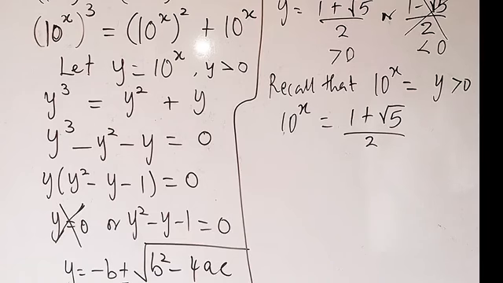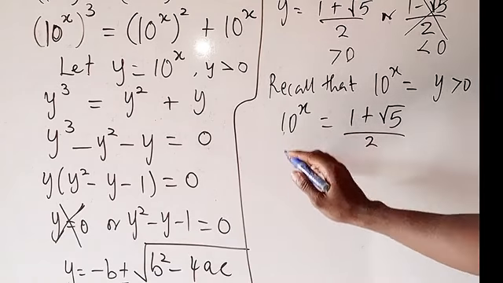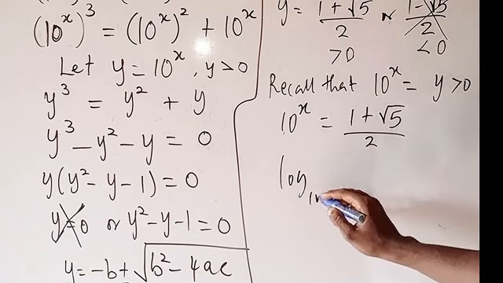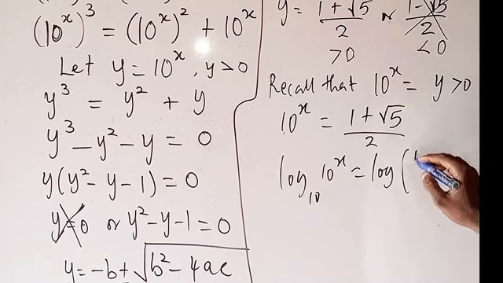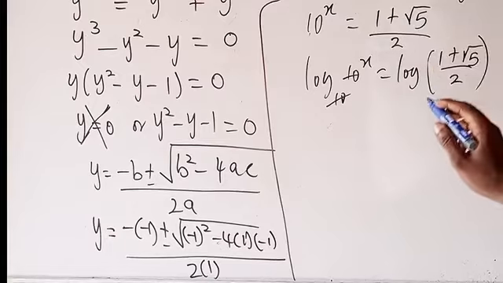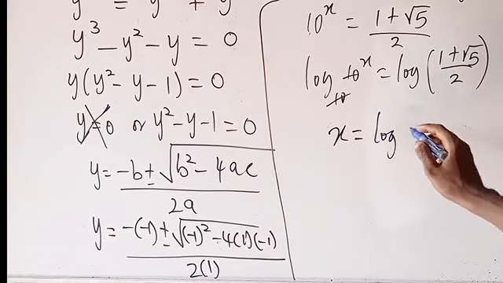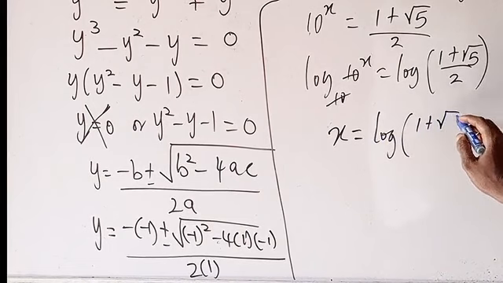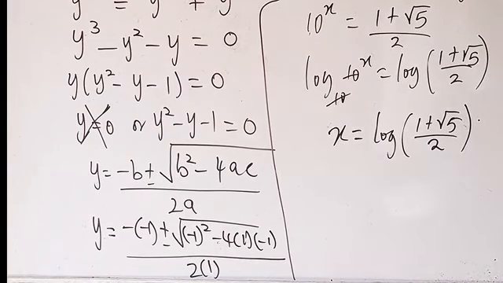So from here, what's the next thing we are going to do? We introduce logarithm to the base 10 to both sides of the equation. We have x equals log to the base 10 of 1 plus root 5 all over 2. This is the accurate solution.